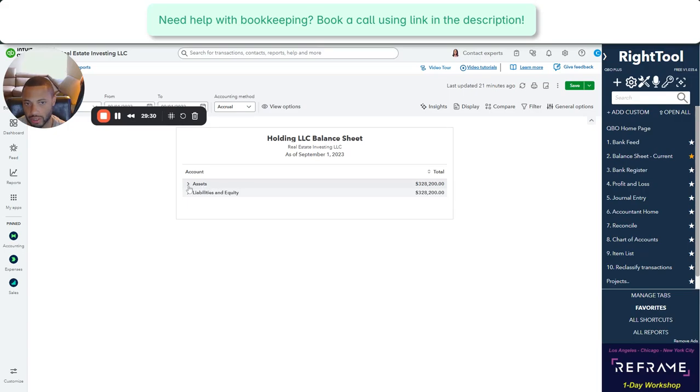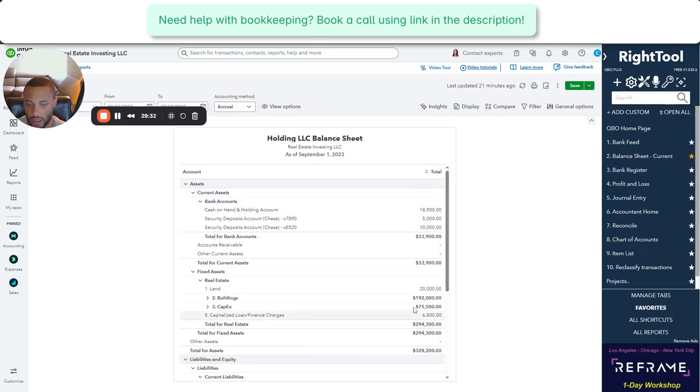We're also able to drill down into this in the event that we're tracking multiple entities in one QuickBooks subscription. So say this is the holding LLC and there are subsidiary LLCs. These land amounts might be a lot bigger because it's capturing the other subsidiary LLCs onto this master balance sheet. And then we're able to drill down into those LLCs to get the more granular balance sheets, right?